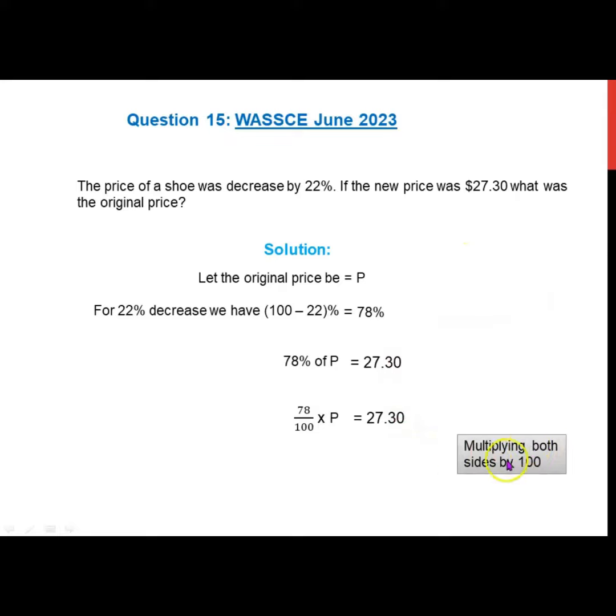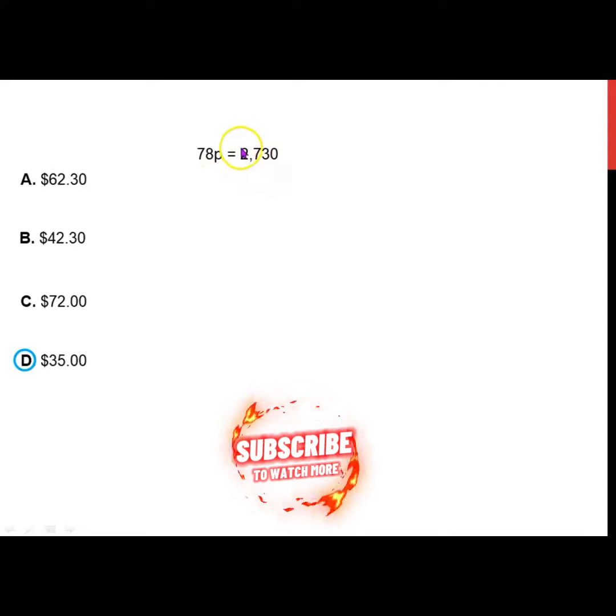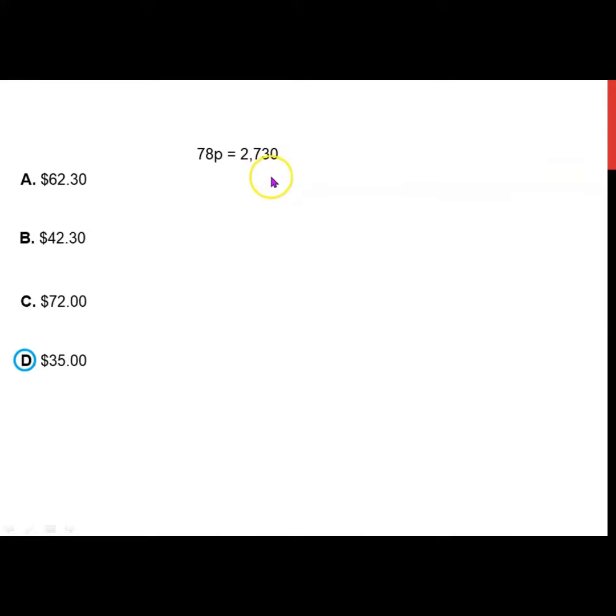Now we can multiply both sides by 100 for us to eliminate this 100, so that this 100 has been cancelled. So we have 78p equal to 100 times 27.30. Multiply that, we see that it will be equal to 2,730. Now we can divide both sides by 78. So this 78 we cancel here. So the price now will be equal to 35.